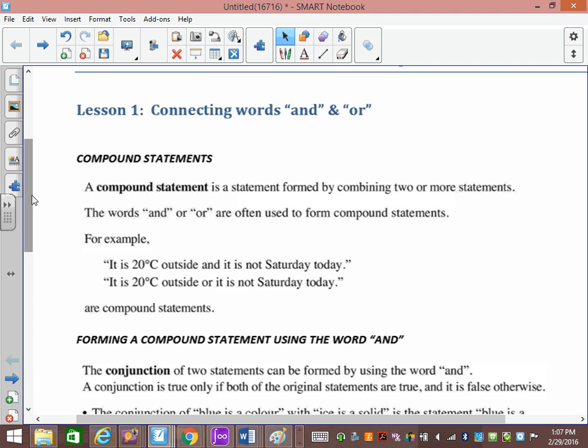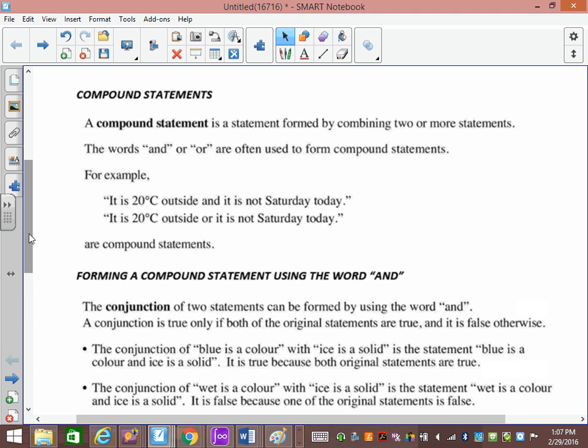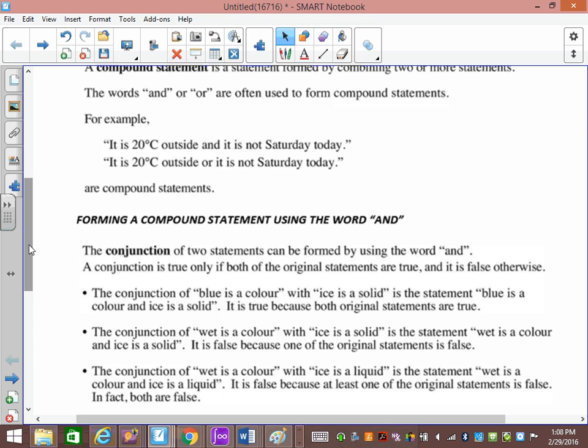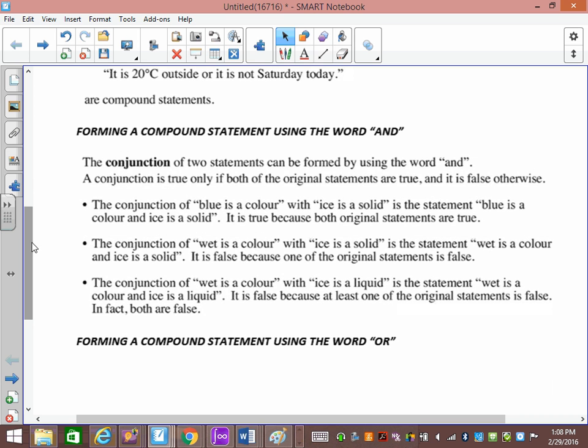Okay, so compound statements. A compound statement is a statement formed by combining two or more statements. The word and or or are often used to form compound statements. For example, and they're not going to be this ridiculous, just so you know: it is 20 degrees outside and it is not Saturday today. It is 20 degrees outside or it is not Saturday today are compound statements. That is not something you're going to do. You're not going to be like, is it sunny? Is it Saturday? It's not going to happen. So that's just a compound statement. It's one where you have a start and an end and an or or an and in between. It's basically all that that's saying.